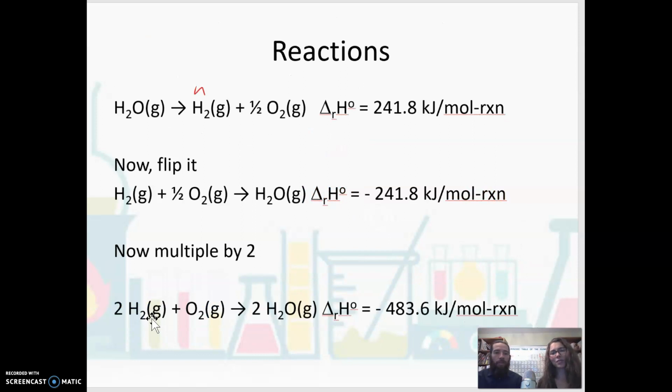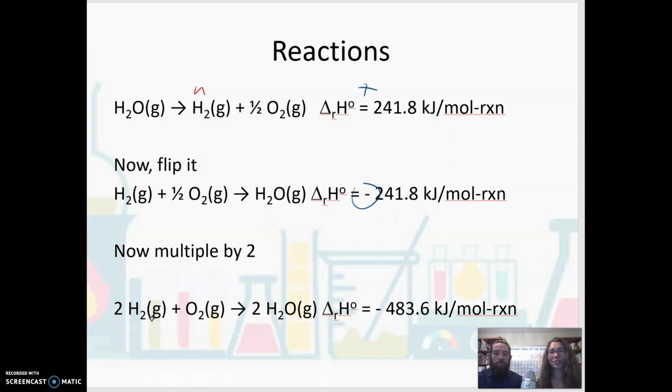All right, so you may have to manipulate equations in your studies and in your work. And so here's an example. We've got water gas breaking apart into its elements of hydrogen and oxygen, and we have a delta H associated with that. That's endothermic. We have to put energy in to make that happen. If we flip it, we change the sign. So we just went from a positive to a negative down here. And it's the same magnitude. Remember the potential energy diagrams, it's just going in the reverse direction, and that change is the same.